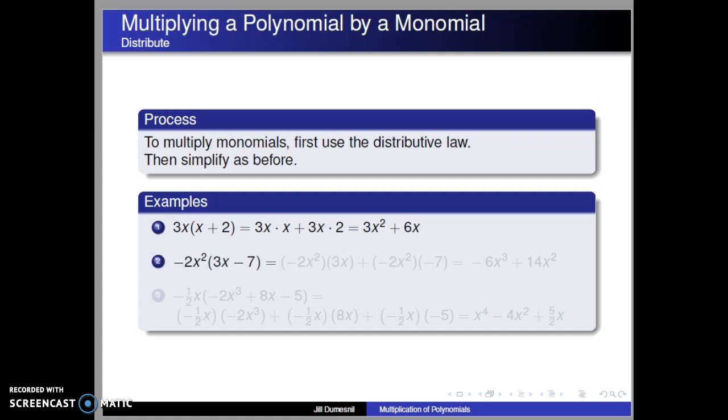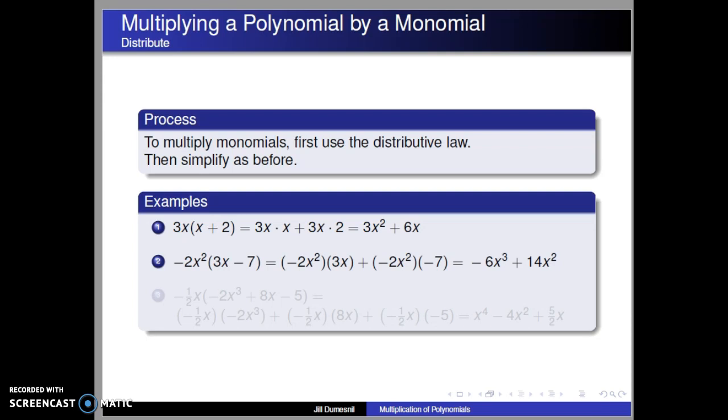To multiply minus 2x squared times 3x minus 7, we distribute first. We get minus 2x squared times 3x plus minus 2x squared times minus 7. This simplifies to negative 6x cubed plus 14x squared.